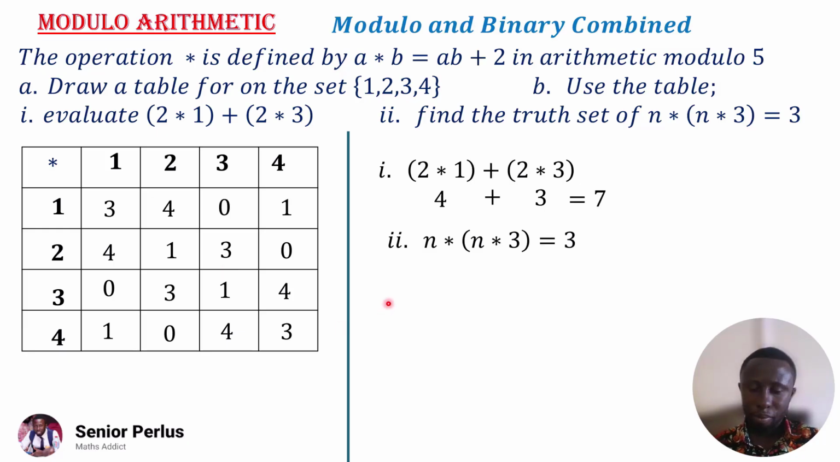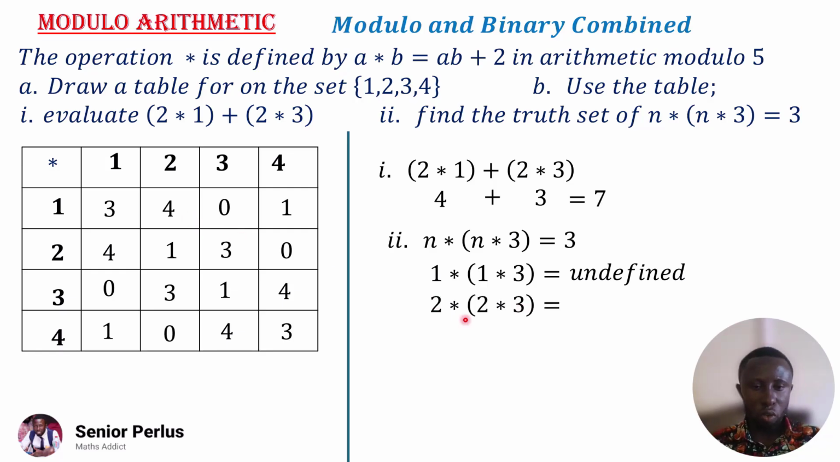II. N star, bracket open, N star 3 is 3. So you have to check the table. What should we do? You can take it one after the other to check it. Let's start with 1. So 1, then star 1, 3, you get 3. So what's the answer? It's undefined. Why? Because for the bracket first, 1 star 3 is 0, then 1 star 0, we don't have 0 here. That's why we say it's undefined. Good. So let's move on to 2.